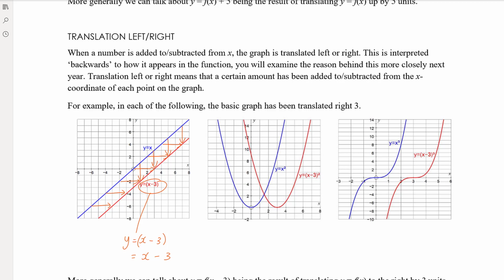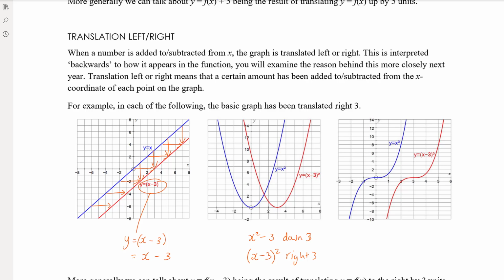So that's why we don't really talk about translating left and right much with the linear graph. However, the other graph shapes, it's an important distinction. x minus 3 all squared is a different thing to x squared minus 3, and that's the distinction, okay? x squared minus 3 is down 3. x minus 3 all squared is right 3. Okay, it's really important you see the difference in what's happening there.